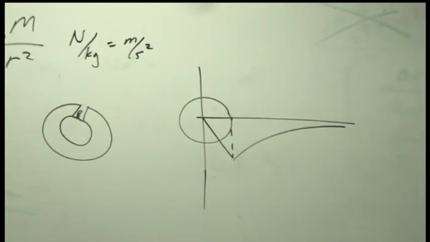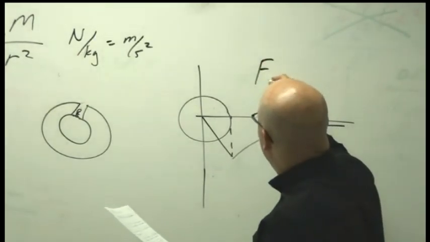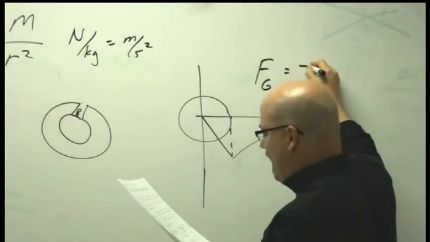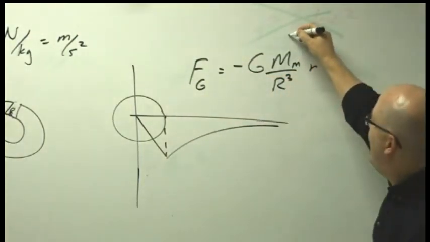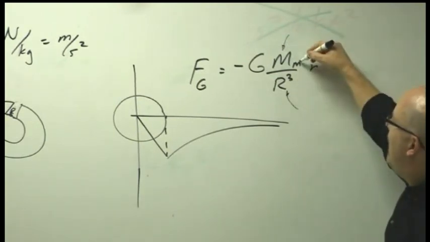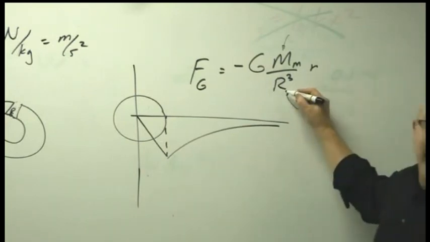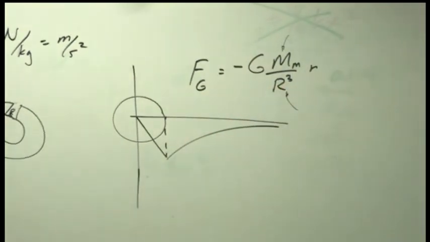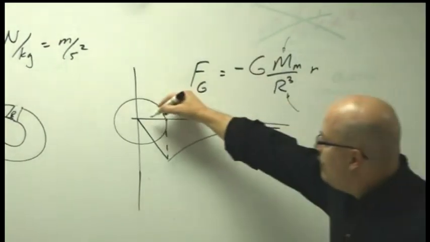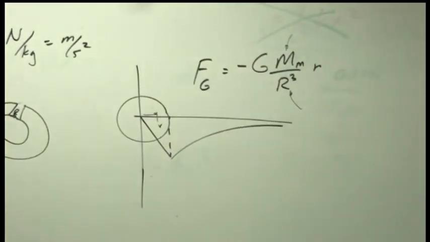Now, I haven't derived this because we ran out of time, but here it is. The gravitational force inside the planet is negative G M m over R to the third times r. Where M is the mass of the planet, m is the mass of you, R is the radius of the planet, and r is the radius where you really are. That's this radius right here. It's derived in your book.